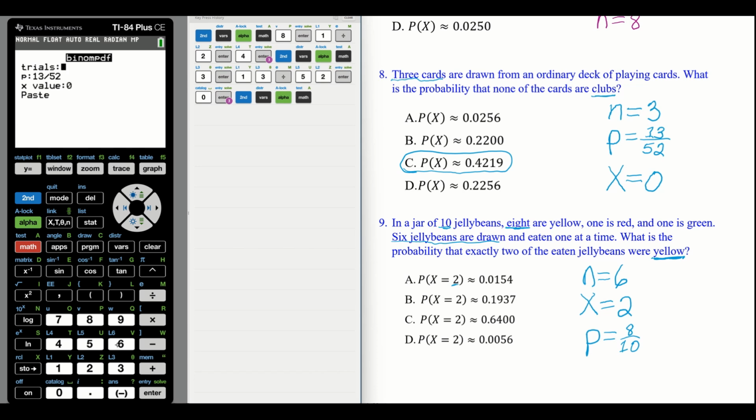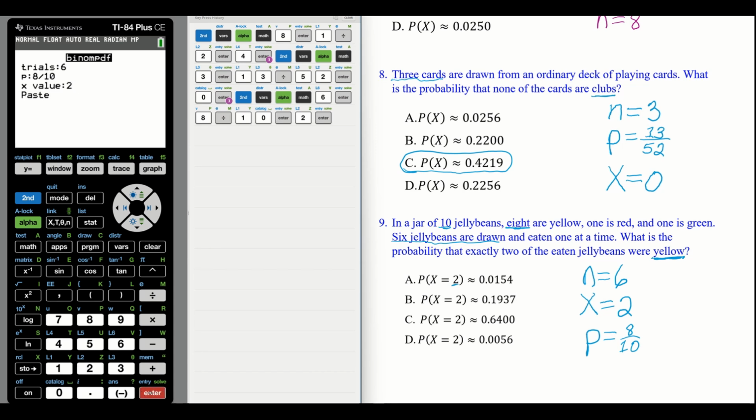Our trials, we're pulling 6 out and we're eating them. Enter. Okay, our probability will be 8 out of the 10. And X is 2. Please notice that when I'm entering these in each time, I don't concern myself with simplifying. It isn't necessary. And on a test, basically, that's a waste of your time. Time is of the essence.